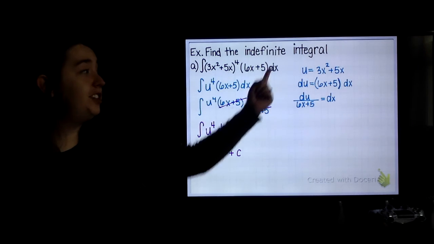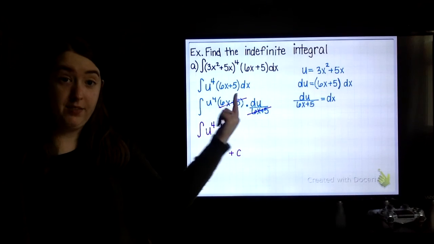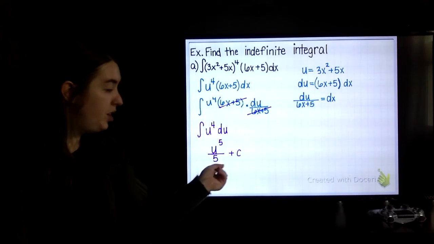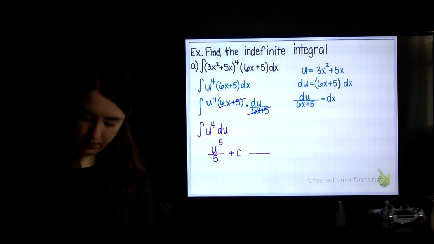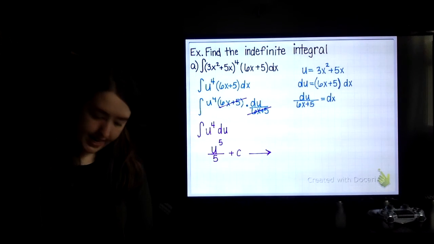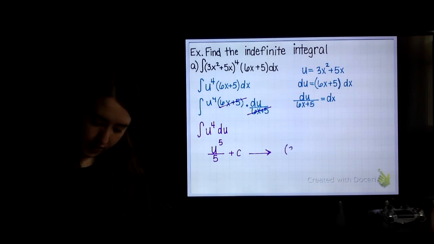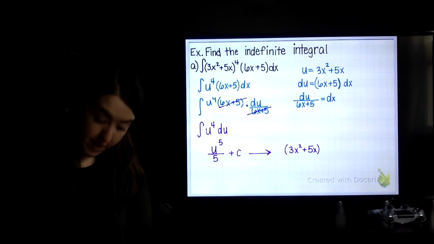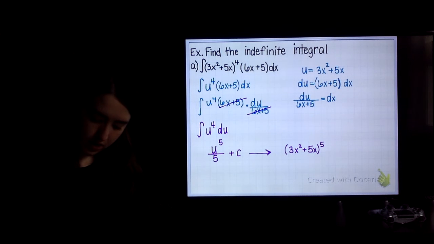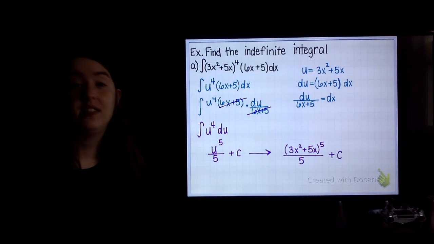Now, my equation was this. It didn't have u's in it, right? So now we replace what u was equal to back in. So when we replace u back in, we have 3x squared plus 5x to the 5th power over 5. And then don't forget that plus c there on the end.